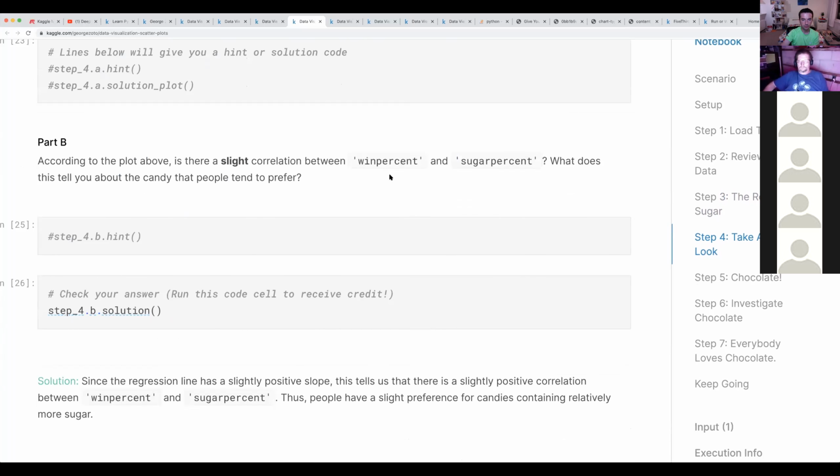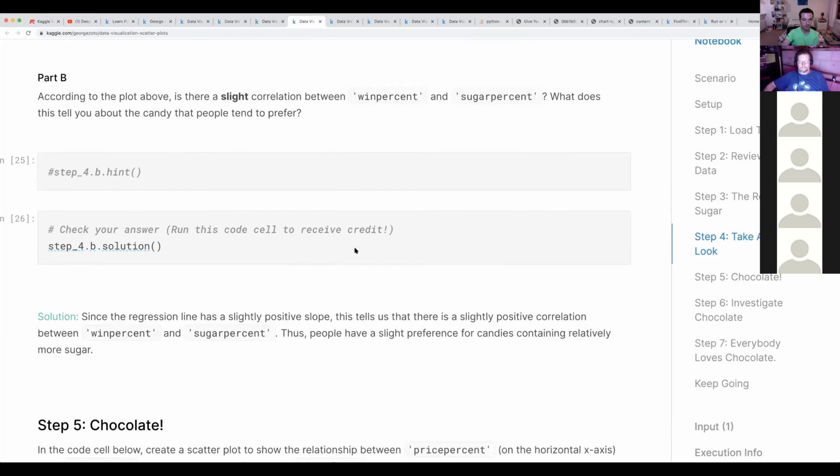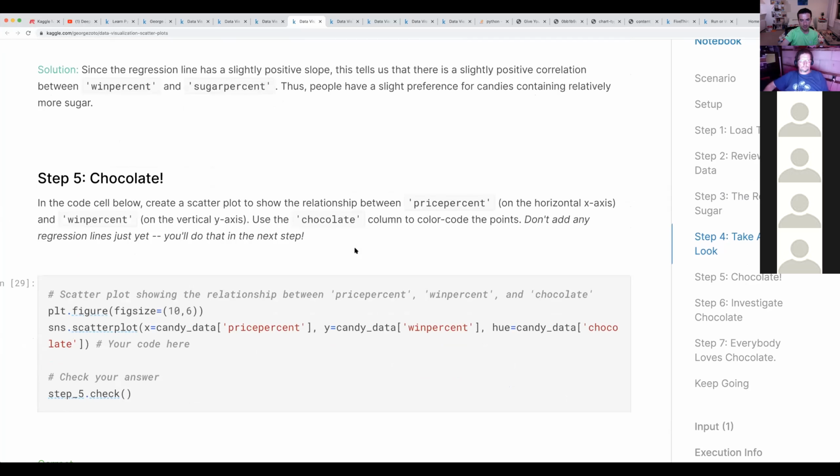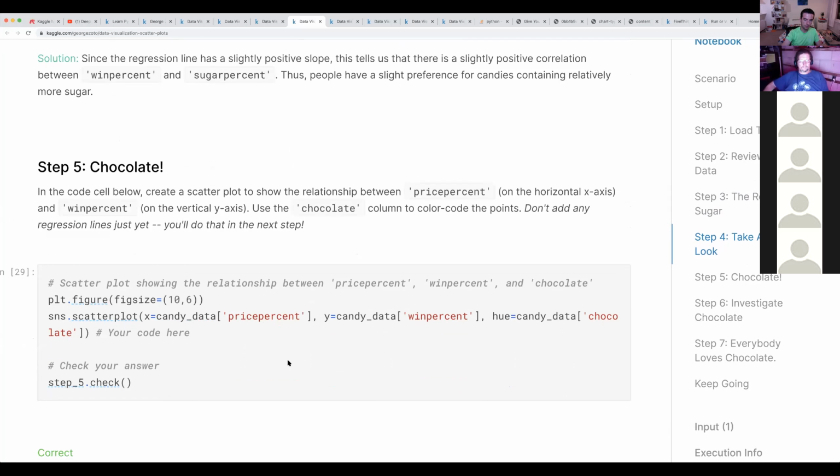Cool, so we saw a slight correlation between popularity and sugar percent. What about chocolate? Does chocolate make a candy more popular or not? We will use the same scatter plot method, but our x-axis will be different. In this case, it will be the price percent, how expensive it is. So we're not going to look at sugar anymore. We substituted sugar for price now.